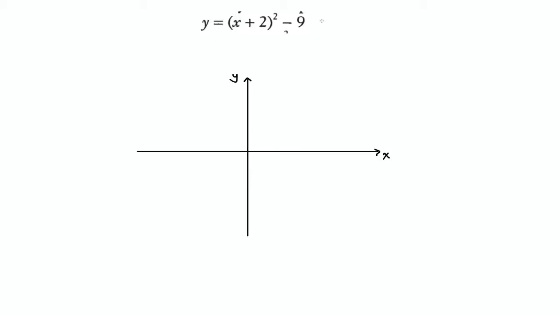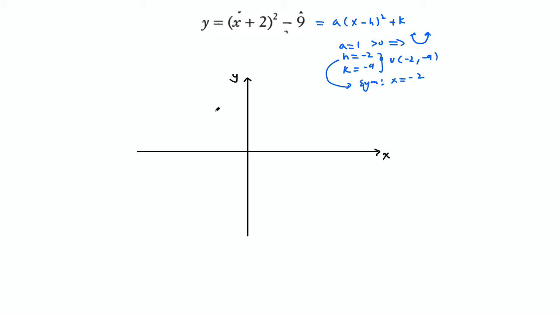Okay, here in this form, we have that a is 1, h is minus 2, and k is minus 9. A is bigger than 0, so we know that the parabola has to face upwards. And combining h and k, the vertex is going to be at (minus 2, minus 9). As for the axis of symmetry, it happens at x equals h, which is minus 2. So drawing this, I have minus 2 here.